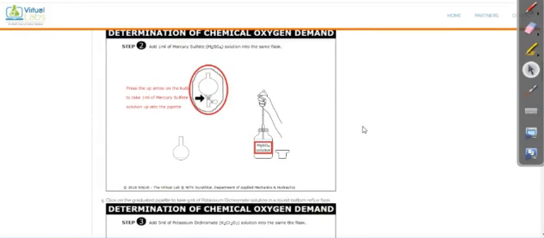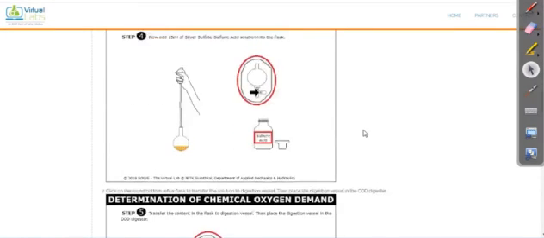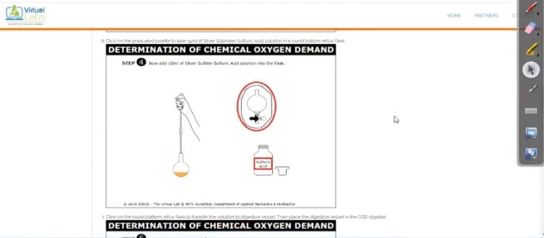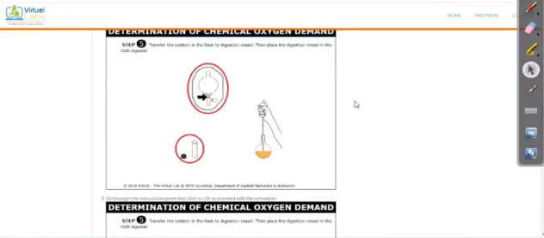Sorry, it is mercury sulfate. Okay, and once we pour it, then we add the 15 ml of silver sulfate sulfuric acid. So we add the 15 ml of silver sulfate sulfuric acid in this solution. And once that process is done, then the next, fifth step is what?